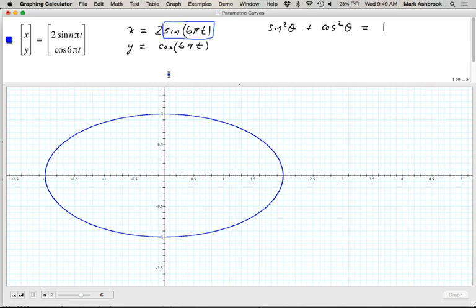X over 2, right? Divide both sides by 2. You get x over 2. And what does cosine 6 pi t equal? Just y. That's easy, right? So we're home free.